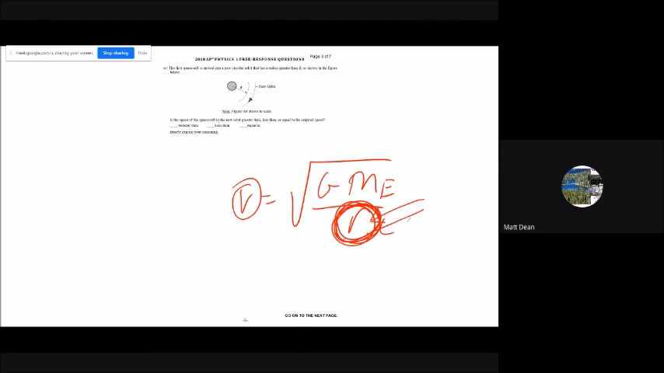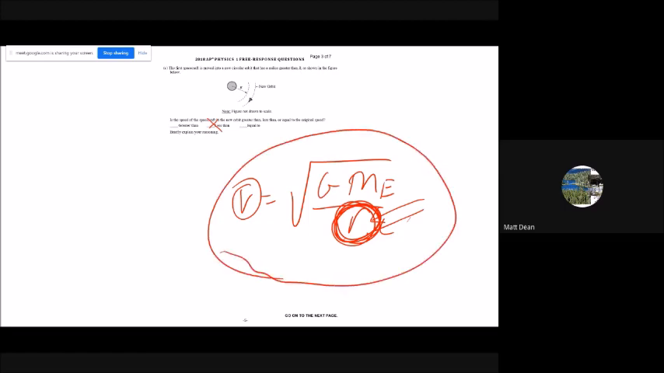So is the speed of the spacecraft in the new orbit greater than, less than, or equal to the original speed? Well, it's going to be less than. And I would write down the equation for velocity, since radius is on the bottom of the fraction, if the radius increases, the velocity decreases. So you could answer the whole question in one or two good sentences at the most.